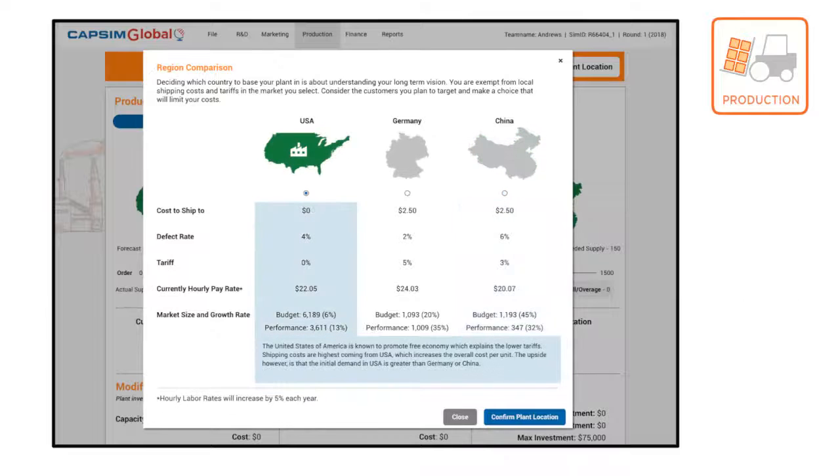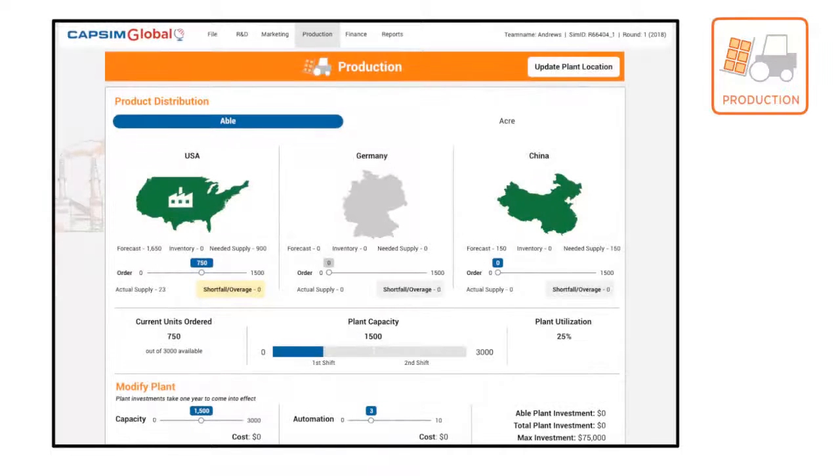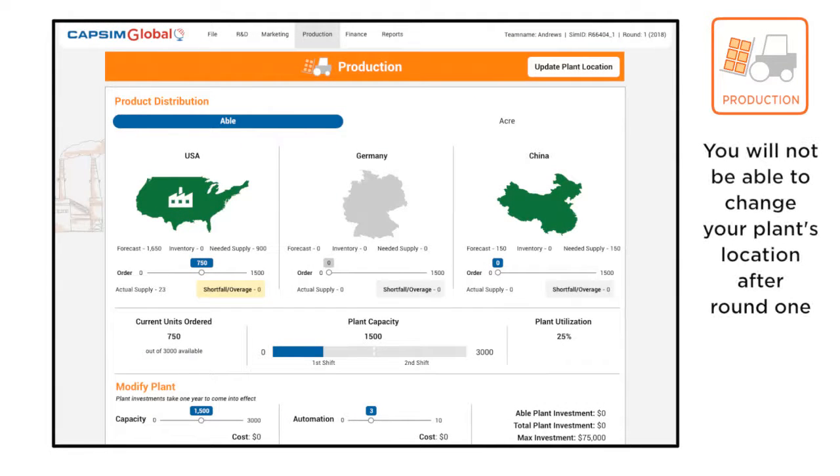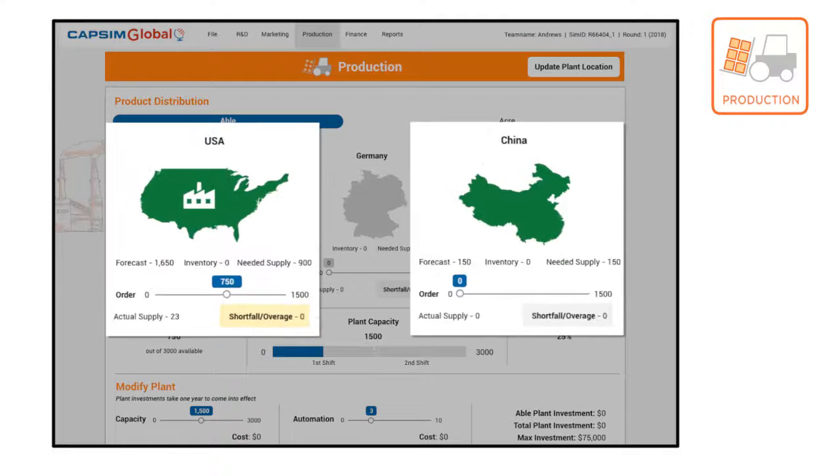Once you set your plant location in round 1, production will be based in that country for the remainder of the simulation. You will not be able to revise this decision after round 1. For more information on choosing your production plant location, see the user guide. To schedule orders and distribute your products, use the sliders to order units in the countries you're targeting. This decision should be based on the forecast you created in marketing.